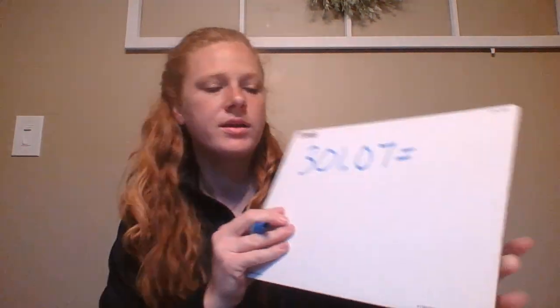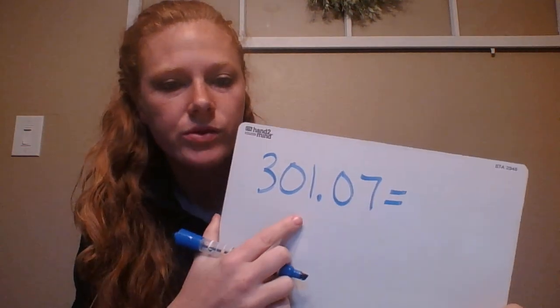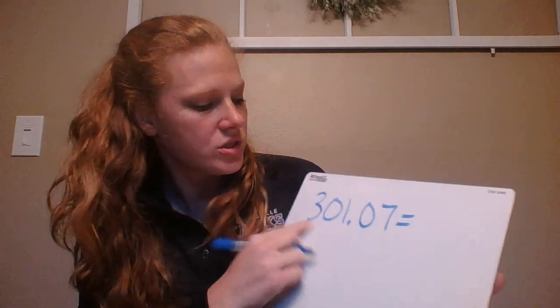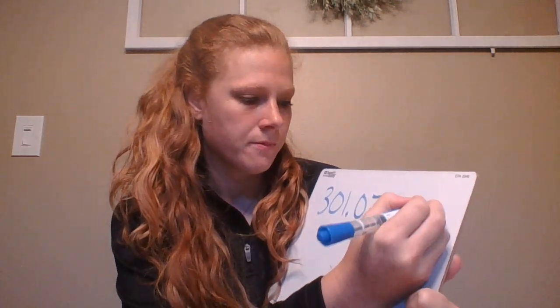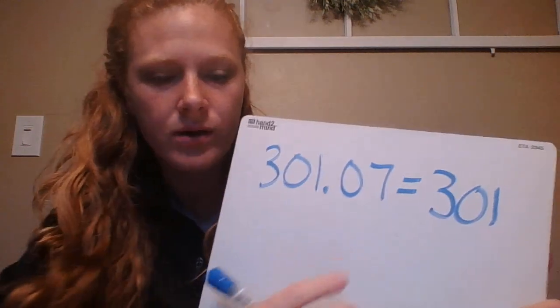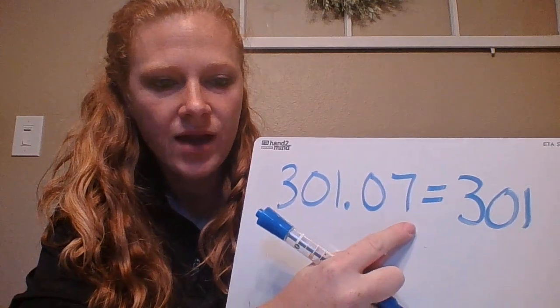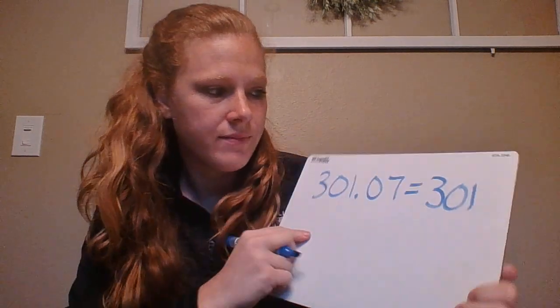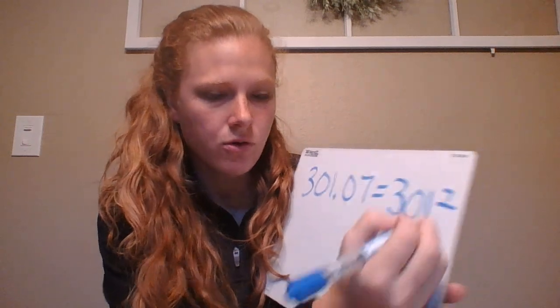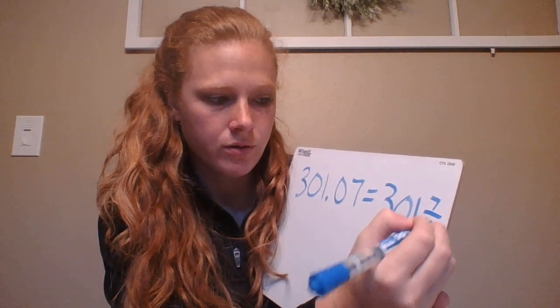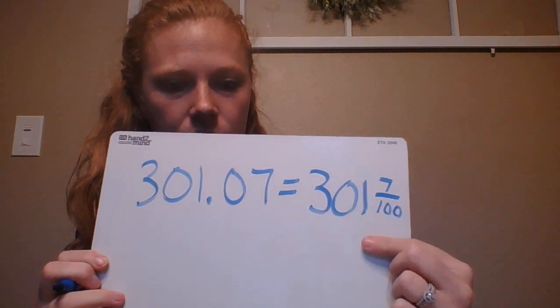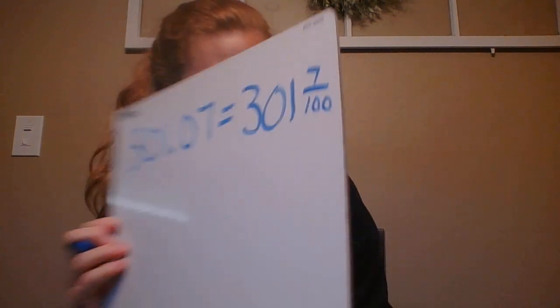And finally, 301.07. So 301 and 7 hundredths. First I look at my whole number, which is 301. Now I look at how I'm going to write this as a fraction. I have nothing in the tenths place, but I have a 7 in the hundredths place. So that means that I would write it 7 over 100. So your answer should be 301 and 7 hundredths.